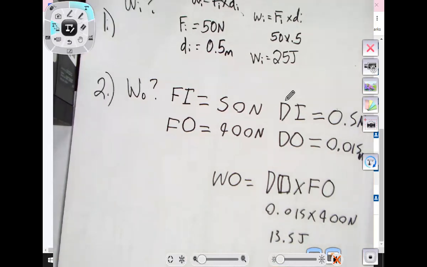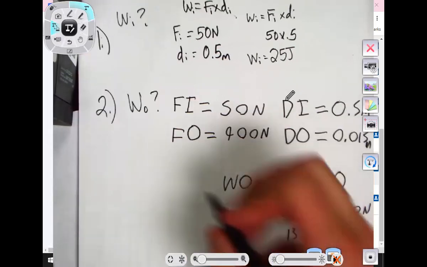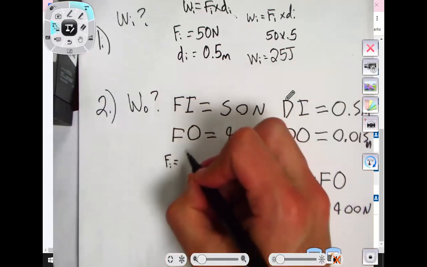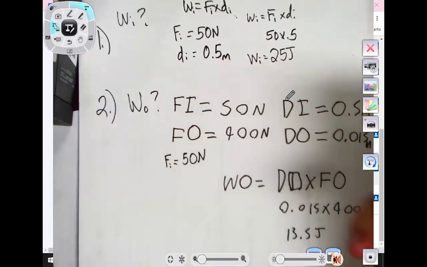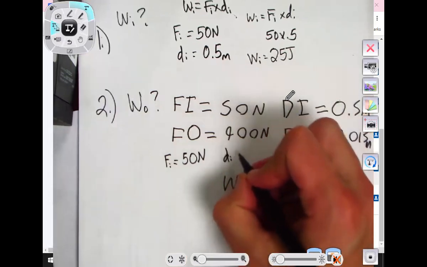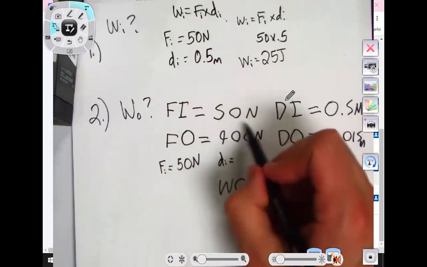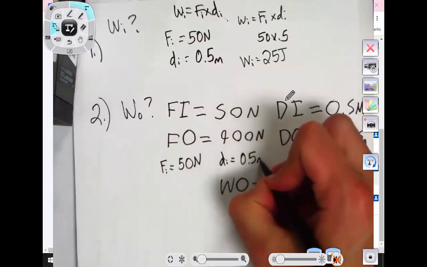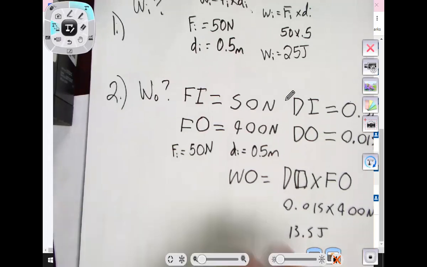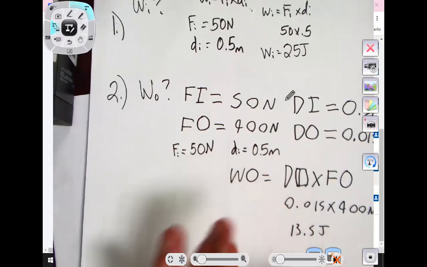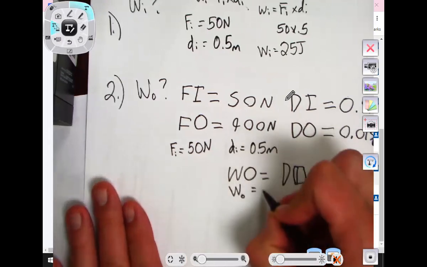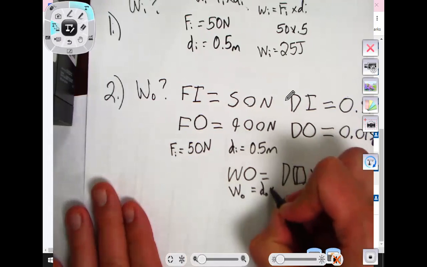All right, and one note: when I write F-I, I write it kind of as a subscript. I write that's 50 newtons. And I write D-I with a subscript, because otherwise it looks like they're two separate variables, and I don't want it to look like that. He knows what he's doing, so I don't care, but I'm just giving you why I do the things we do here. And instead of writing WO like that, I would write WO equals D-O times F-O.